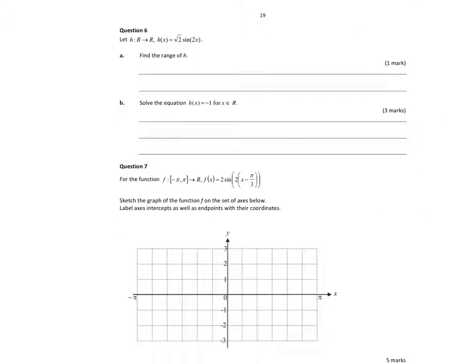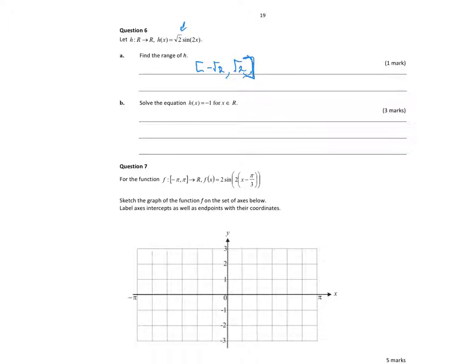Okay, so what have we got here, boys? Read the range of h. So the range is obviously tied to our amplitude. So the normal sine graph is from 1 to negative 1. So my range is going to be negative root 2 to root 2, close bracket for both.